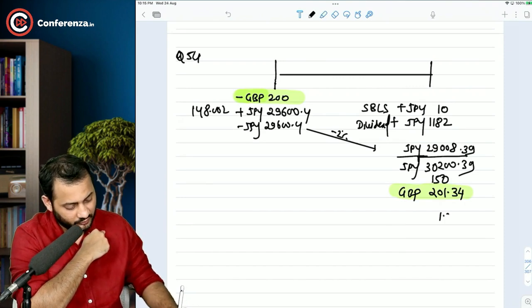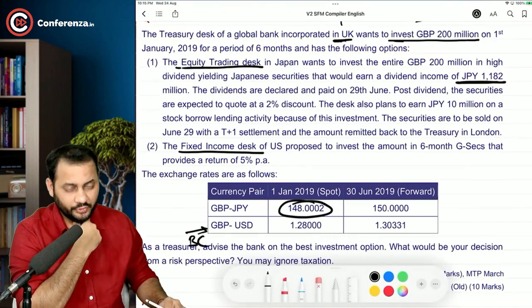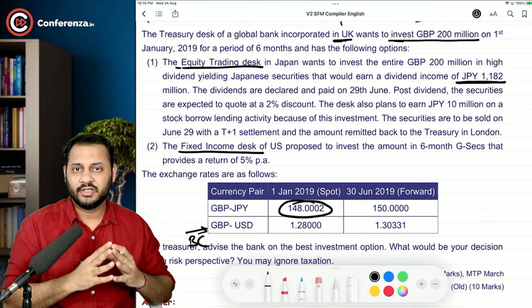So 1.34 is your gain. 1.34 million in GBP is your gain. True. So this is the first case when you invest in equity.